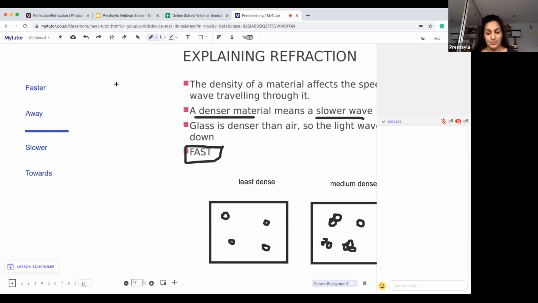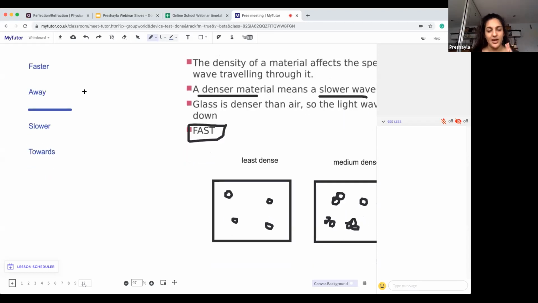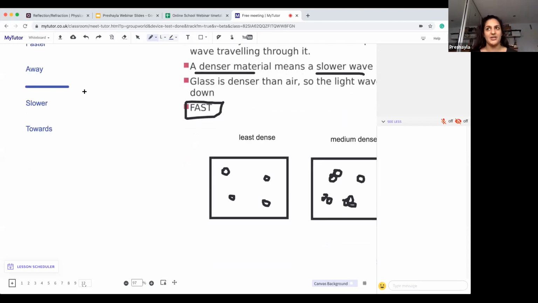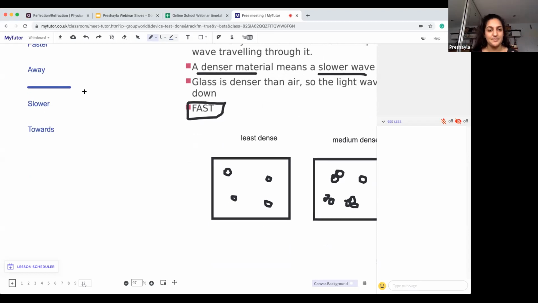Okay, so let's practice. Let's really try and nail this. The reason why I'm saying let's really try and nail this is actually something that I struggled with at GCSE and even in A level, because no one ever explained to me what away and towards actually means. And so I think it's so important for you guys to understand this.